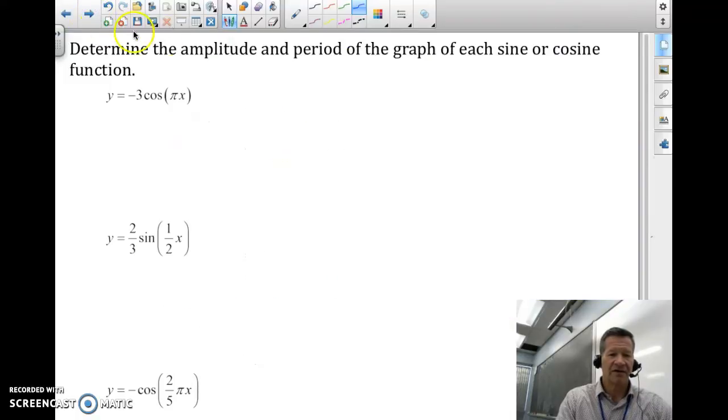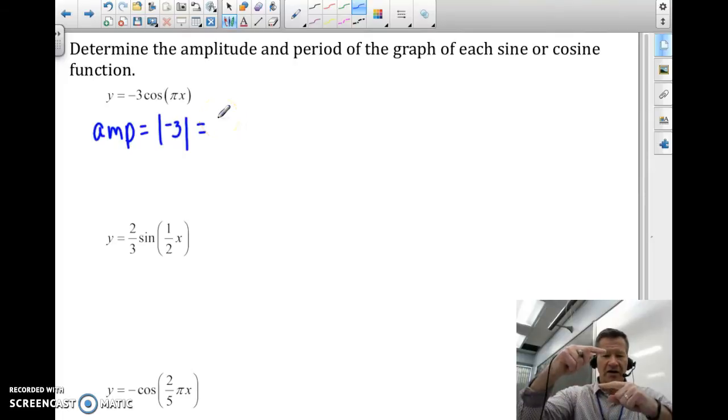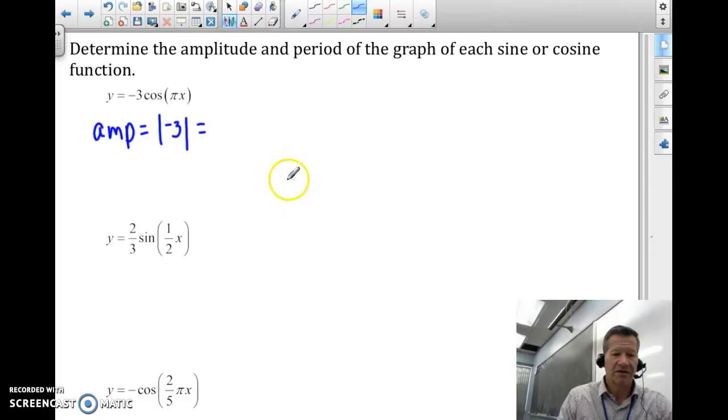We're going to first just do some problems where we determine what the amplitude and the period of each of these sine or cosine graphs is. Amplitude is, remember, the wave height. It always has to be a positive number. So we're going to take the absolute value of whatever the lead coefficient is, because that's going to stretch the graph out. Instead of being 1 from -1 to 1, it's going to stretch it out from -3 to 3. So your amplitude is going to be 3.